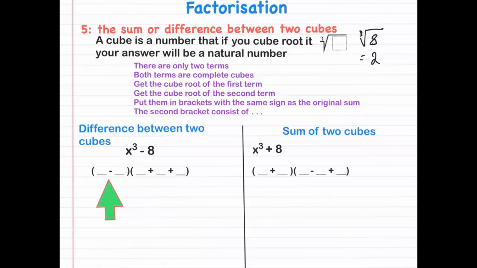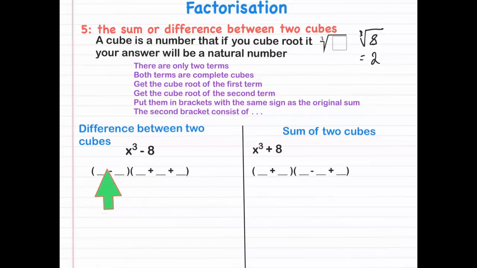What do you need to know at first? When we have a difference between two cubes, we are going to have two brackets, one short one and one long one with three terms in it. So one has two terms, one has three terms. Now, again, that minus will go into the first bracket, the short one with only two terms.